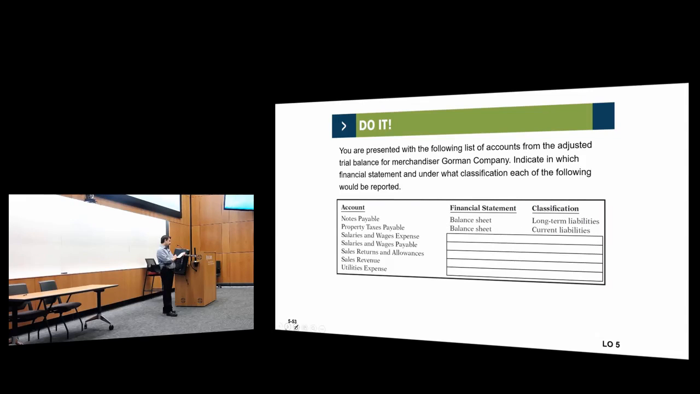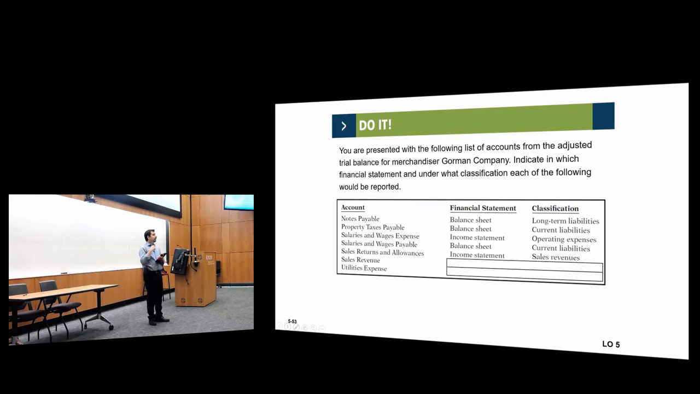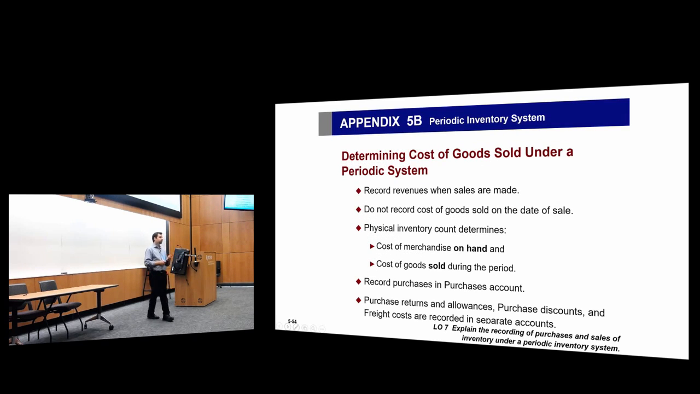balance sheet, current liabilities. Salaries and wages expense, income statement, operating expenses. Salaries and wages payable, balance sheet, current liabilities. Sales returns and allowances. And it is sales revenue. You put it on the sales revenue. This is a contra revenue account. So remember, although it is not a direct revenue, this is a contra revenue account. You always list it at the same time. It's like accumulated depreciation. You always list it under, for example, equipment or building. Sales revenue, income statement revenue, and utilities expense, operating expenses. Any questions?